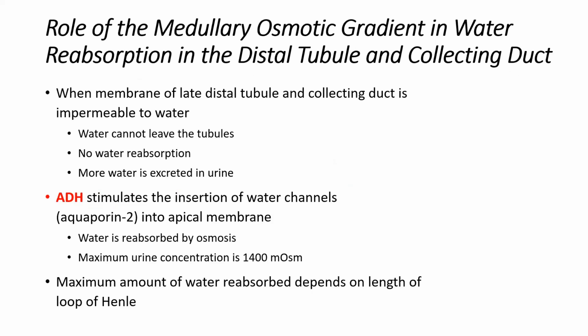So when the membrane is impermeable to water, that is the distal tubule and the collecting duct, this simply means that water cannot leave the tubules. So it's going to be lost as a part of that filtrate. It's going to be excreted as a part of the urine because we cannot move it back into the vascular structures, because we cannot reabsorb it. So if there's no aquaporin channels, water cannot leave the tubule, we cannot reabsorb that water, and more of it is going to be lost into the urine.